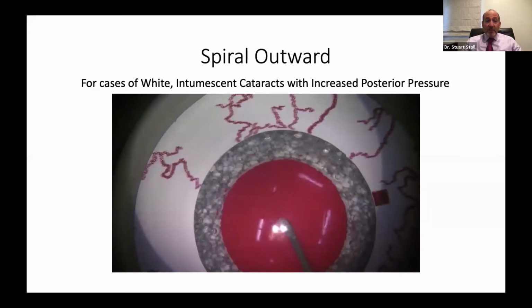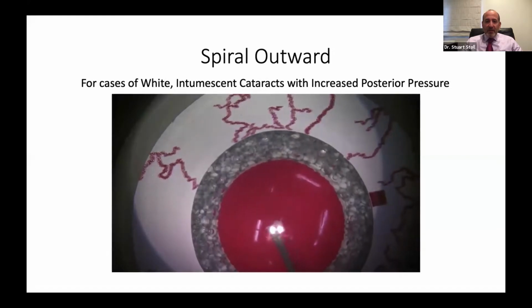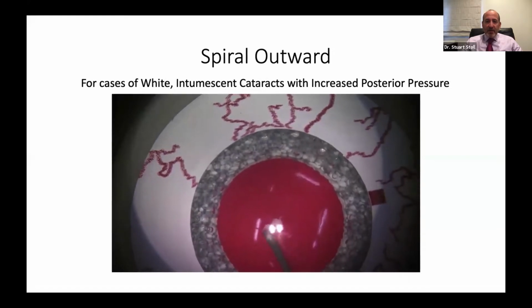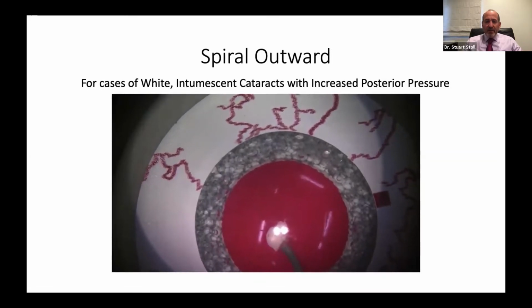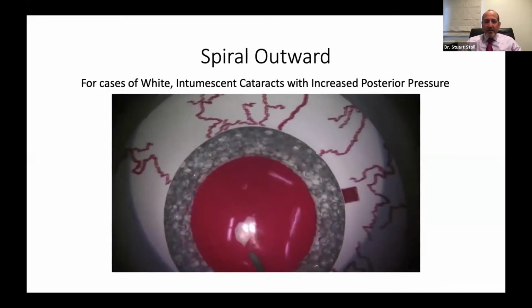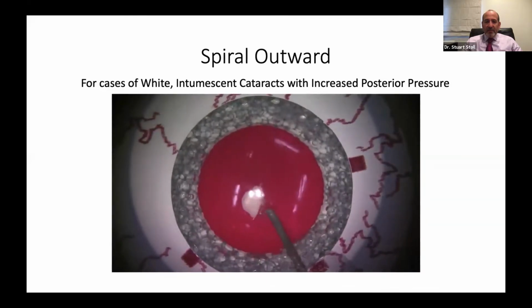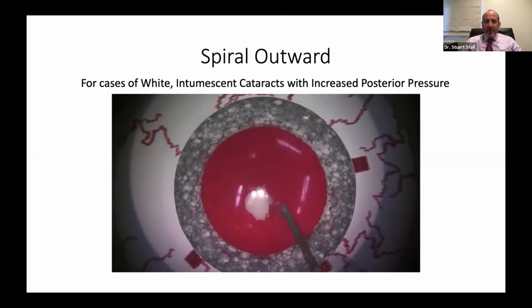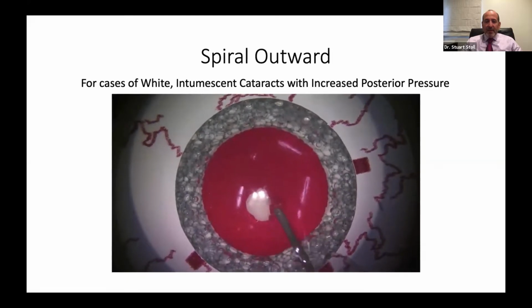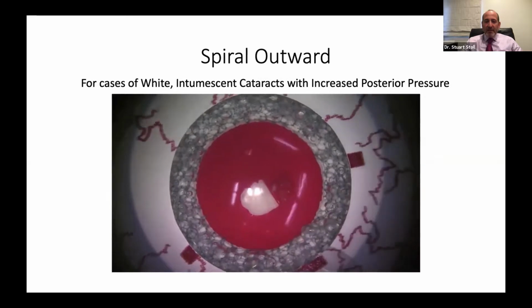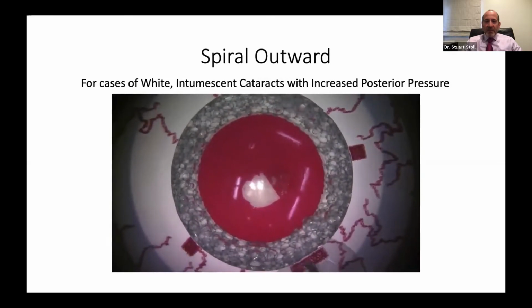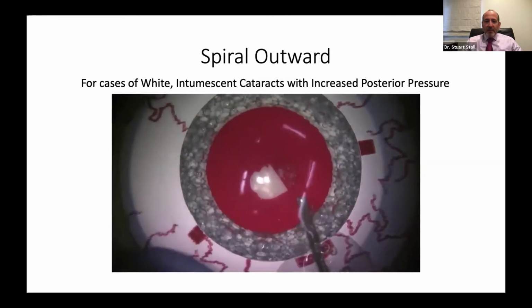So in cases of a white intumescent cataract with increased posterior pressure, one technique is that you're going to start small and then spiral outward. So we're initiating with the cystotome, we're flipping it over, there's pressure, we're careful. We don't want to get that dreaded Argentinian flag sign. In this case, it would be different, when you have trypan blue stain on the capsule and then that capsule splits and you have the white in between the blue on either side, that's the Argentinian flag. So this is one technique. There are many.